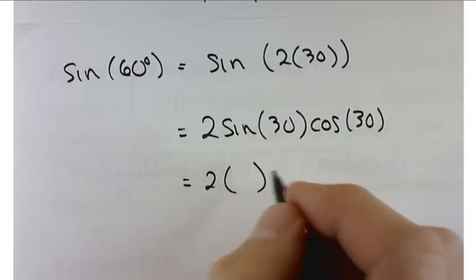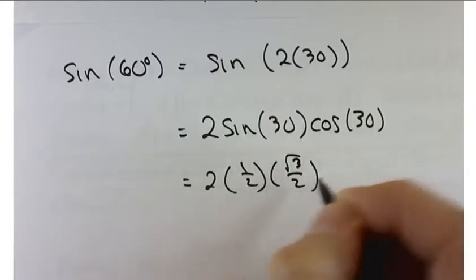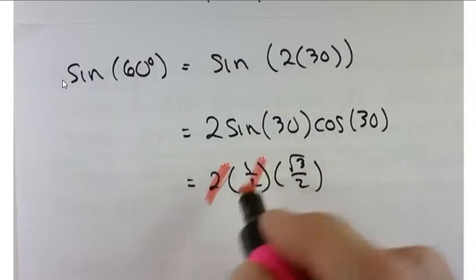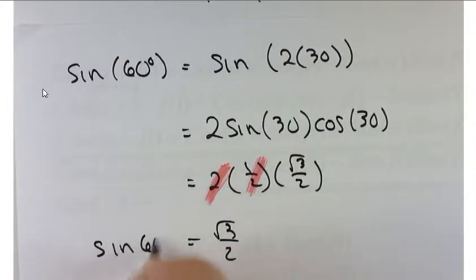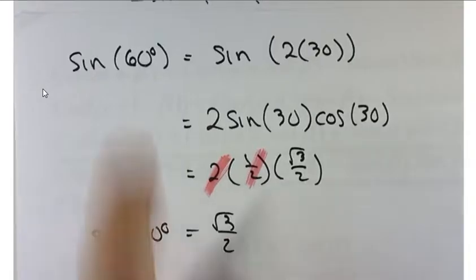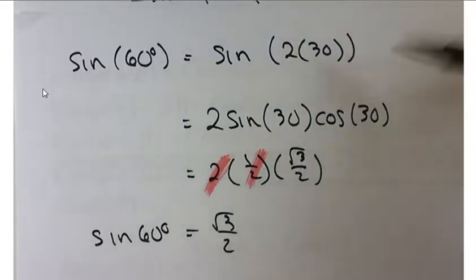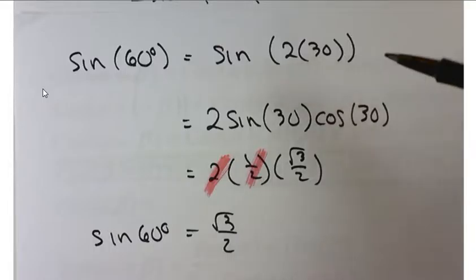What's the sine of 30? 1/2. What's the cosine of 30? Root 3 over 2. The 1/2 and the 2 cancel each other out, and you're left with square root of 3 over 2. And that is the sine of 60 degrees. Well, in this case, yeah, we could have calculated directly. This is just to give you a little bit of a feel for the formula, a little experience with it. No, it's not how I would calculate this. Calculating it this way is like squirrel hunting with a bazooka. It's overkill.